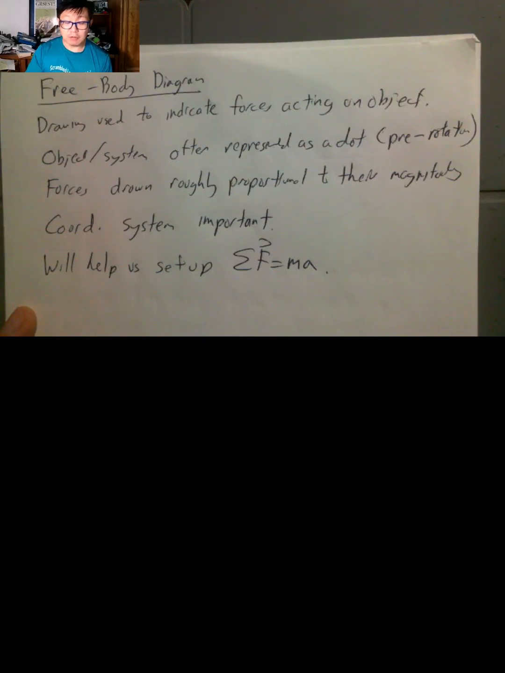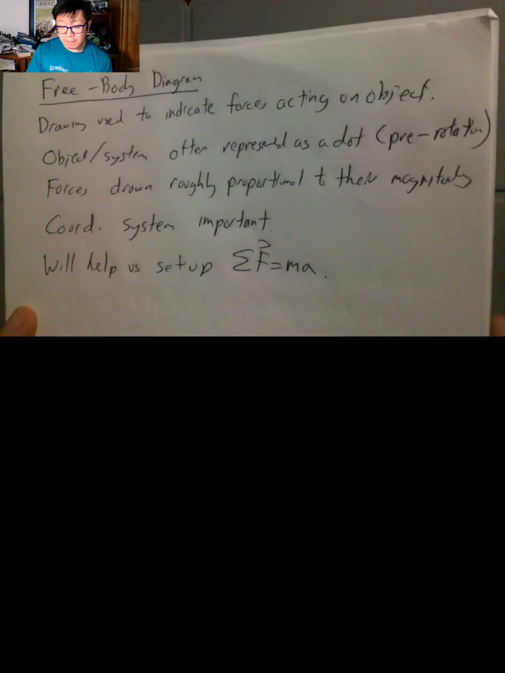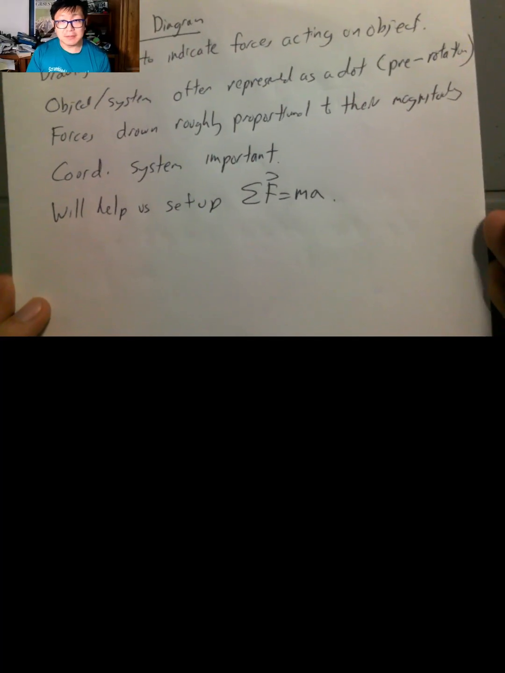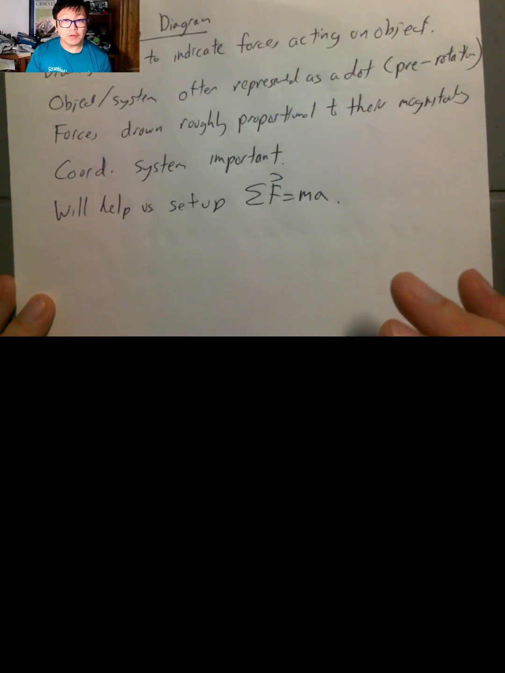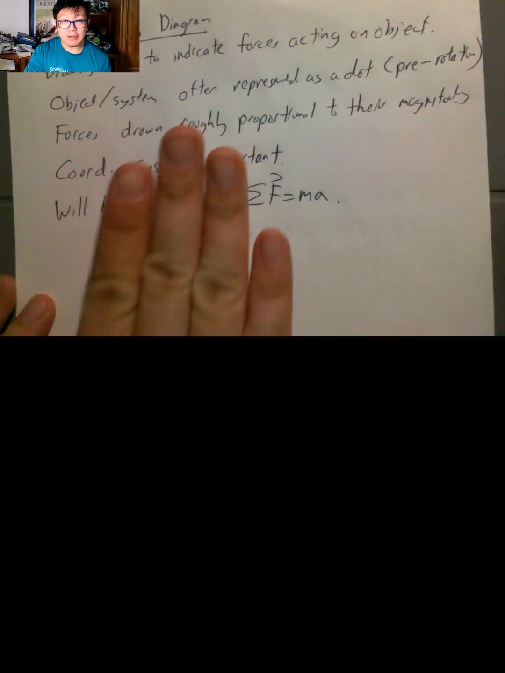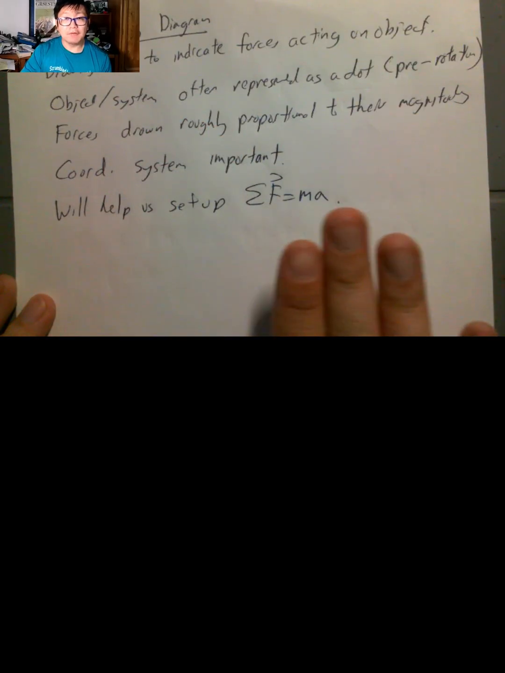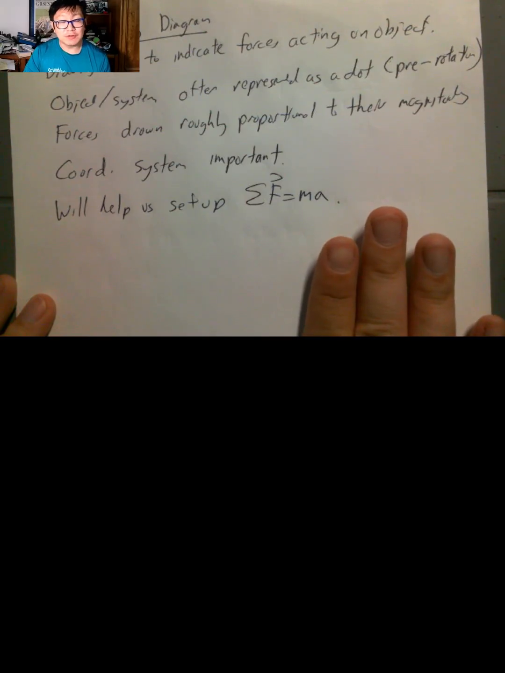If it's a person, you can draw a person. The forces are going to be drawn roughly proportional to their magnitudes. It's not expected to be exact, although if you know that certain forces are equal, you can indicate them with a congruence marker like we would do in a geometry class. And the coordinate system is very important, though it should not be overlaid directly on the free body diagram. It should be off to one side to indicate which directions are positive and negative. They are up to you.